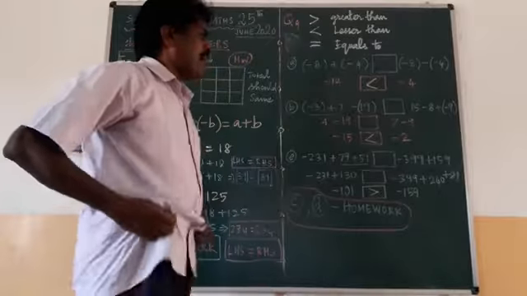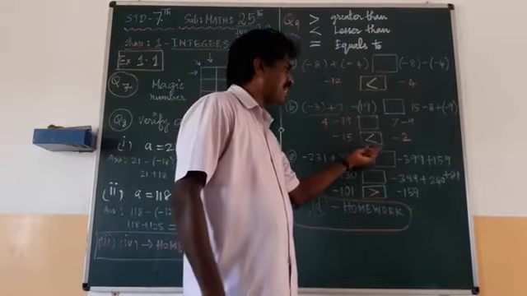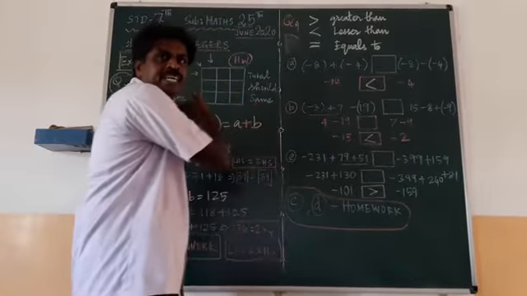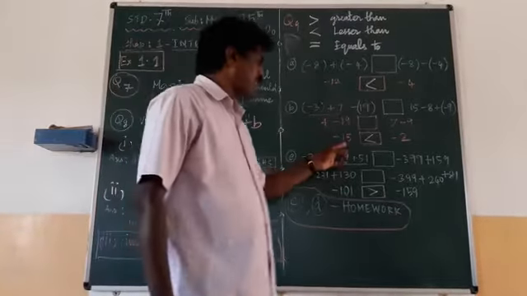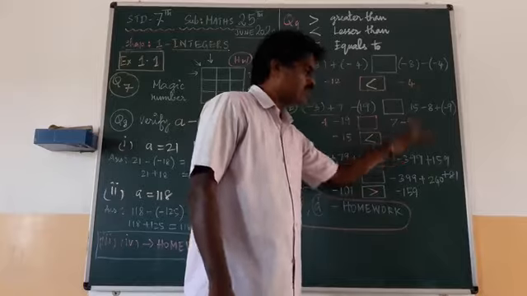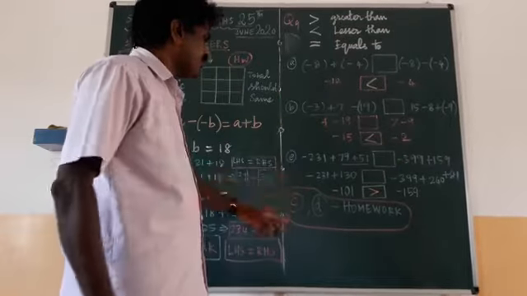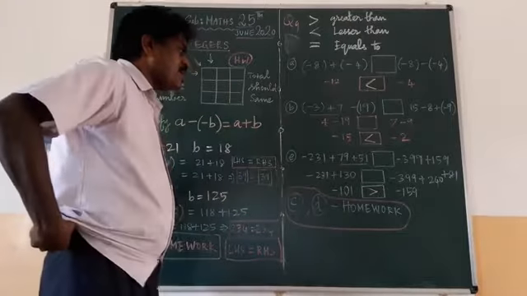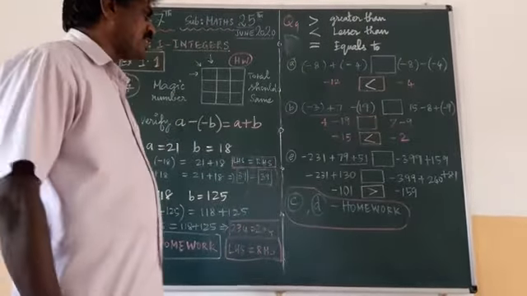What is that? Minus 15 is lesser than minus 2 because it is away from the 0 in minus direction, minus 15. So minus 15 is less than minus 2. That is your answer. Then E problem I have taken. C and D you have to do as homework. E problem 1 is given, here also 3 numbers are given.